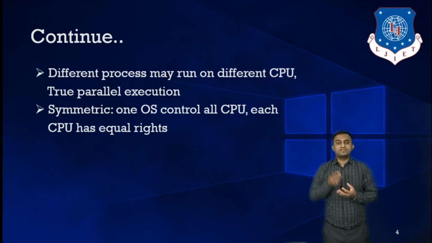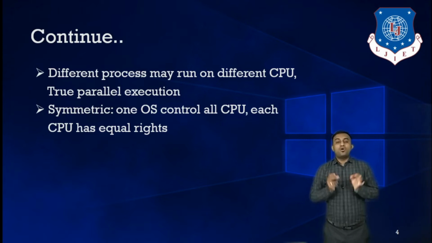So one operating system controls all the CPUs, and each CPU has equal rights in the case of a symmetric design, or you can say architecture. A multiprocessing system can be organized in two ways: one is symmetric and the other is asymmetric. In the symmetric case, all the processors have equal privileges, or equal rights.